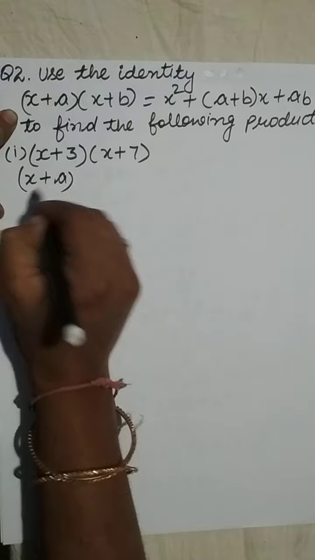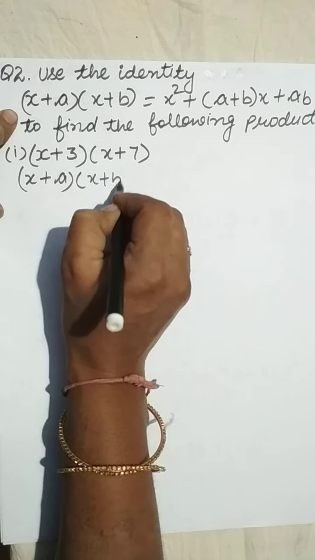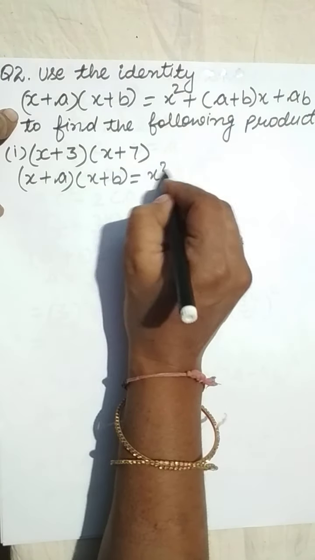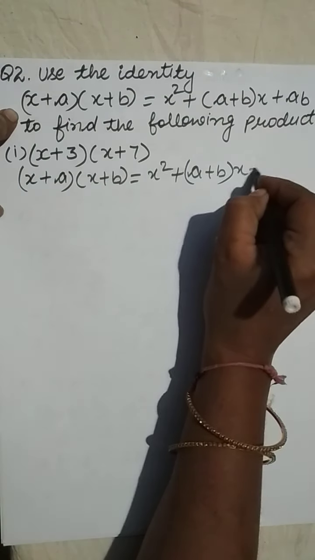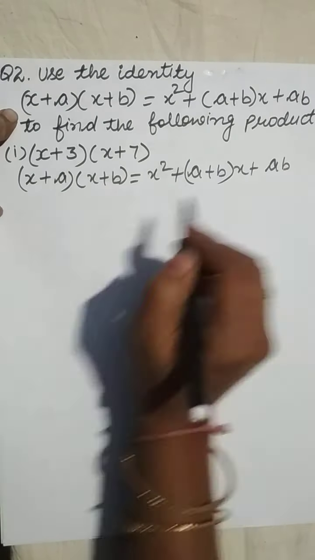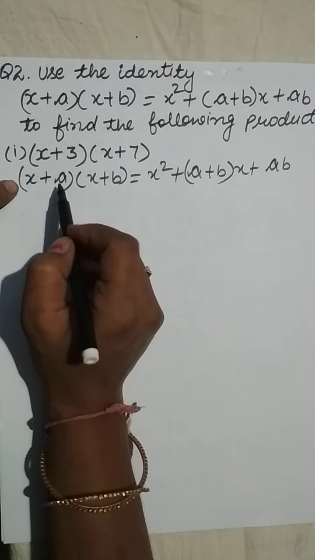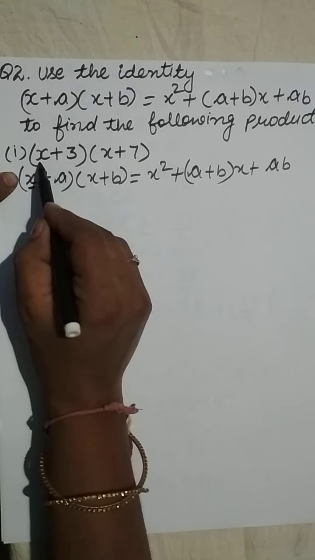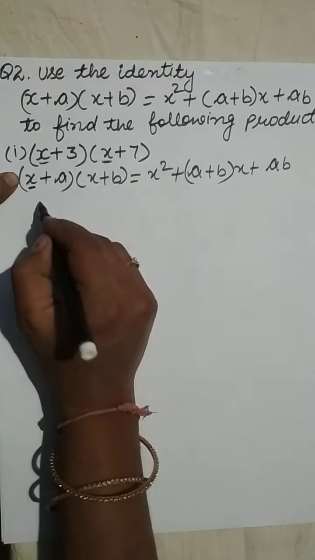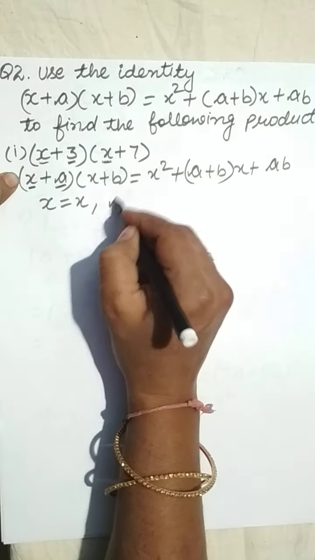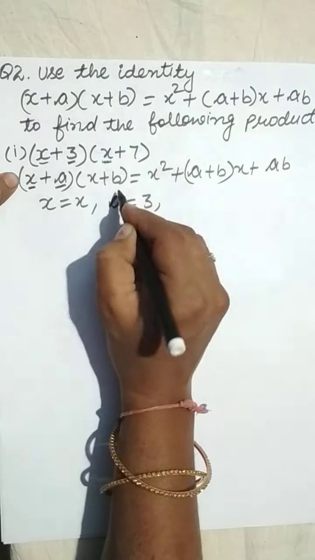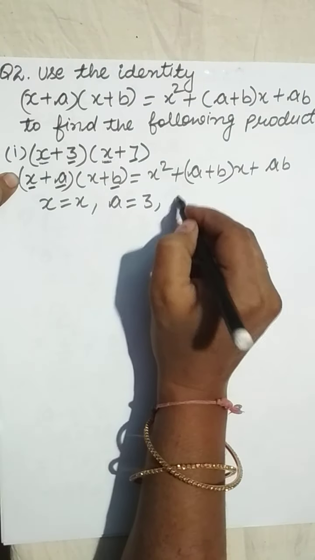(x plus a) into (x plus b) is equal to x square plus (a plus b) into x plus ab. Now we can compare the values of all the variables. Here the value of x is x, the value of a is 3 and the value of b is 7.